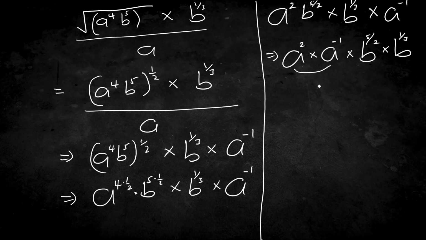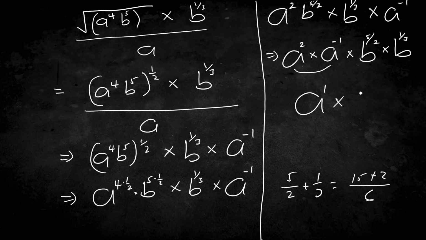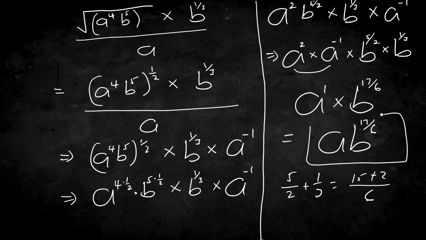So we can apply indices here. My a will be 2 plus minus 1, which is 1, times b to the power 5 on 2 plus 1 on 3. The common denominator is 6: 15 plus 2, so we have 17 on 6, so we have b to the 17 on 6. So the final answer will be a b raised to 17 on 6.